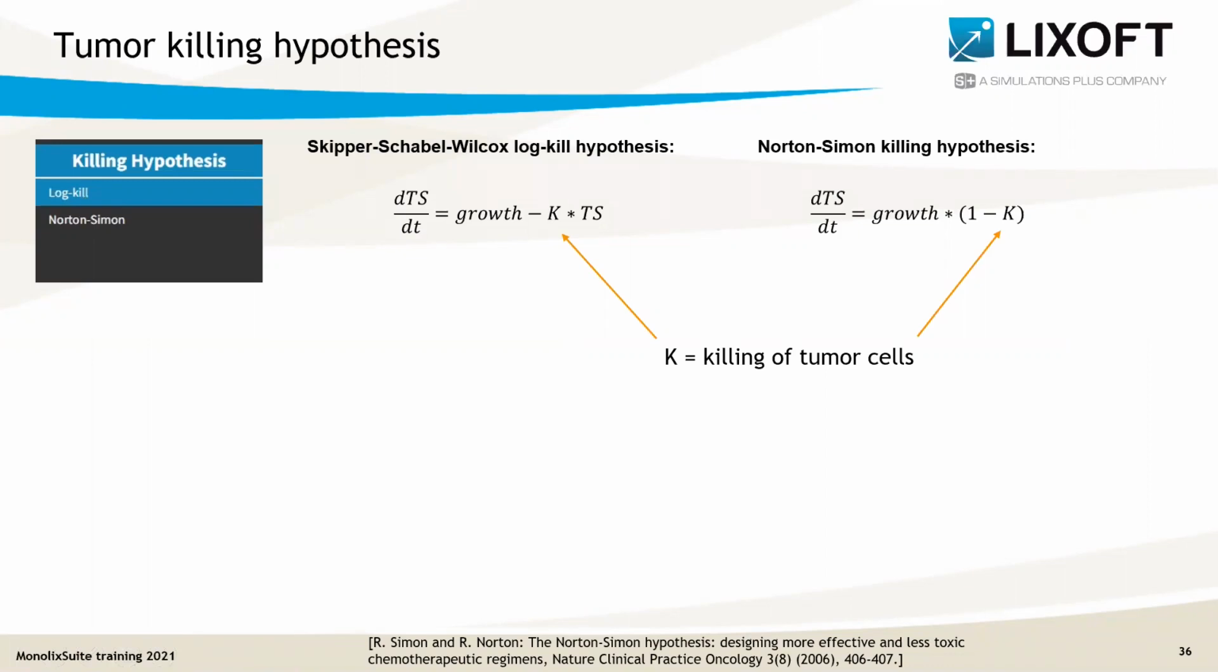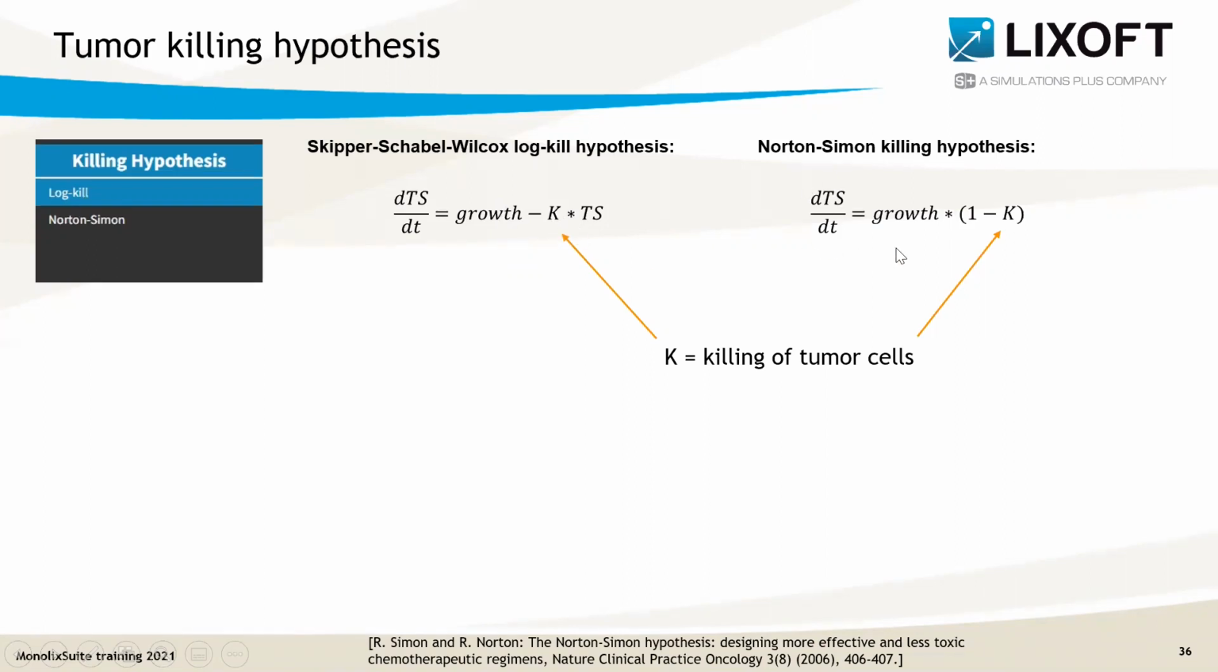First, the log kill hypothesis has been established by Skipper, Schabel, and Wilcox. And it states that in response to treatment with a dose of a drug, a constant fraction of the cells are killed, usually by increasing apoptosis. So in this equation, growth is any growth function that we have seen previously, and K is the killing strength, and it can be constant or it can depend on the drug concentration.